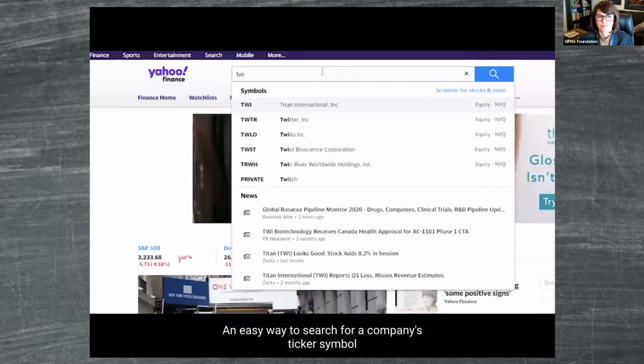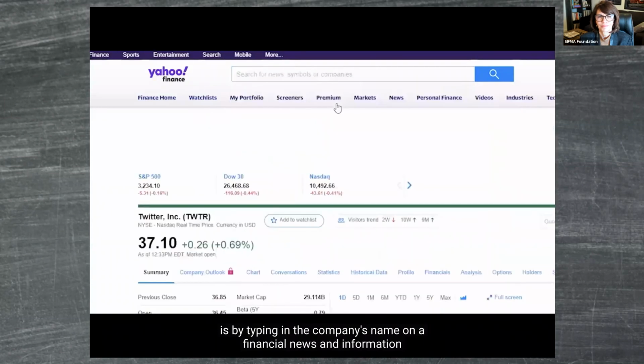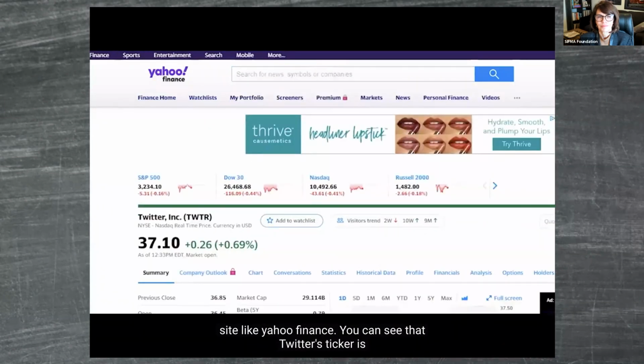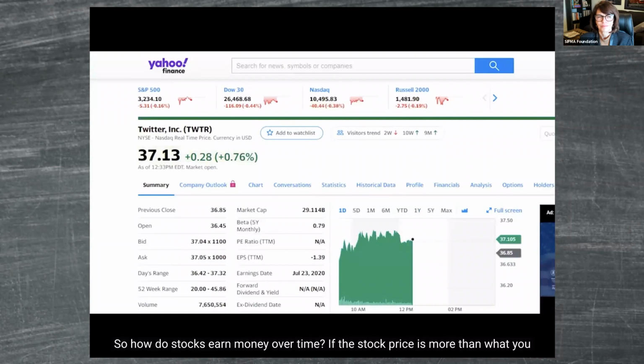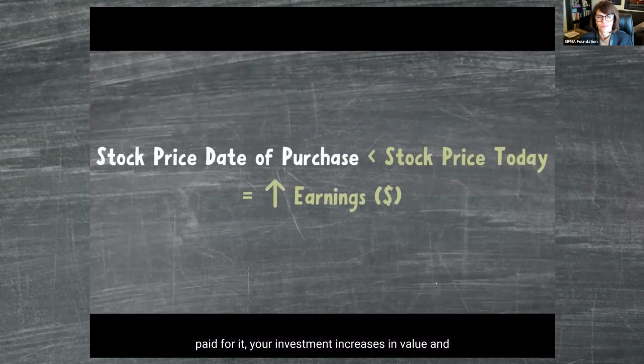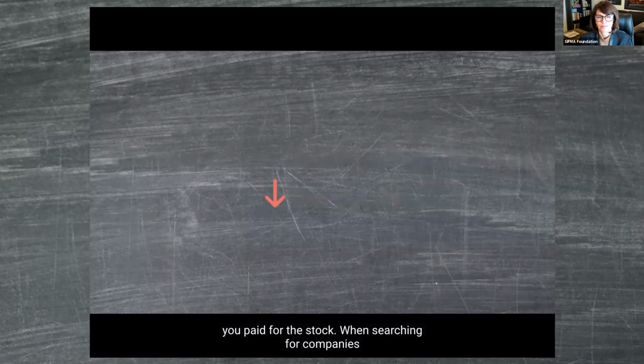An easy way to search for a company's ticker symbol is by typing in the company's name on a financial news and information site like Yahoo Finance. You can see that Twitter's ticker is TWTR, and its stock price today is $37.12 per share. So how do stocks earn money over time? If the stock price is more than what you paid for it, your investment increases in value and is earning you money. If the stock price is less than what you paid for it, your investment decreases in value and is losing you money. However, you can't lose more money than the original price you paid for the stock.